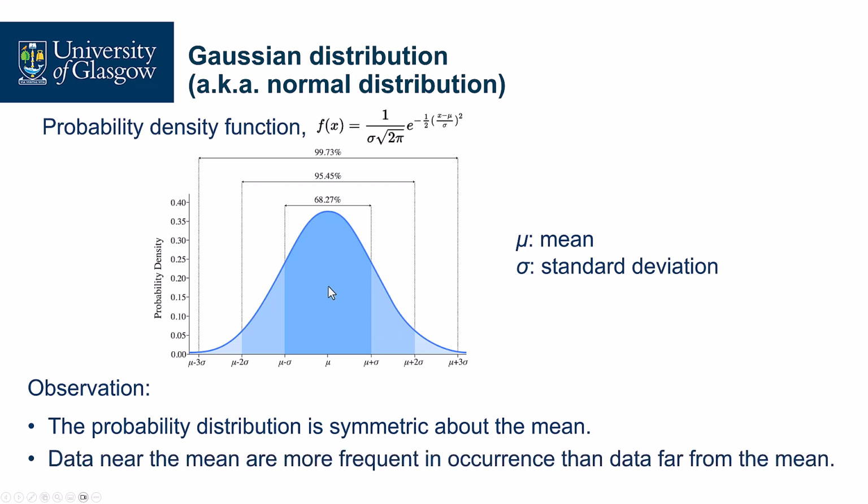The second is that the data near the average, or the mean mu, are much more numerous than in the other parts. If we consider all the data to be 100%, then within 1 sigma the data is 68%, within 2 sigma it is more than 95%, and within 3 sigma it is already 99.73%. This means that outside 3 sigma there are data points, but they are very few, right? So this is a Gaussian distribution.